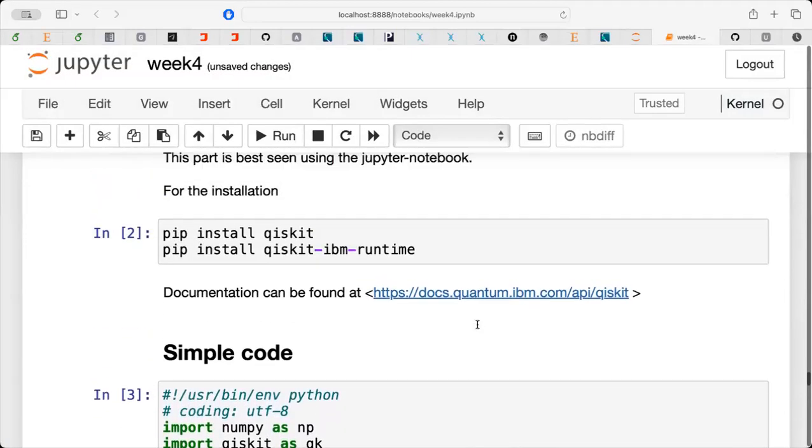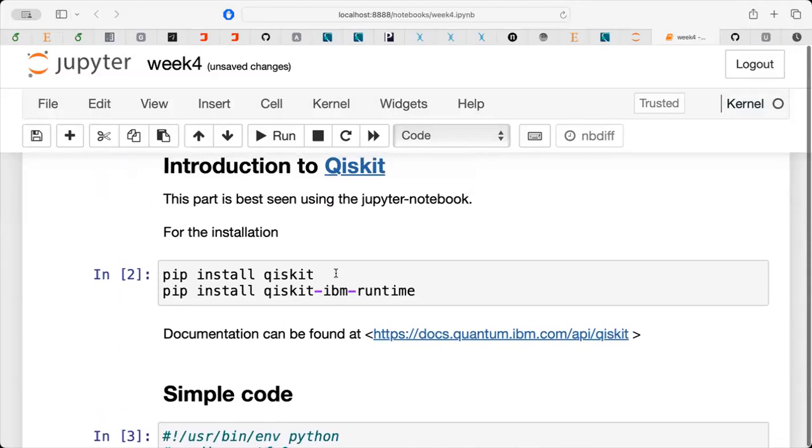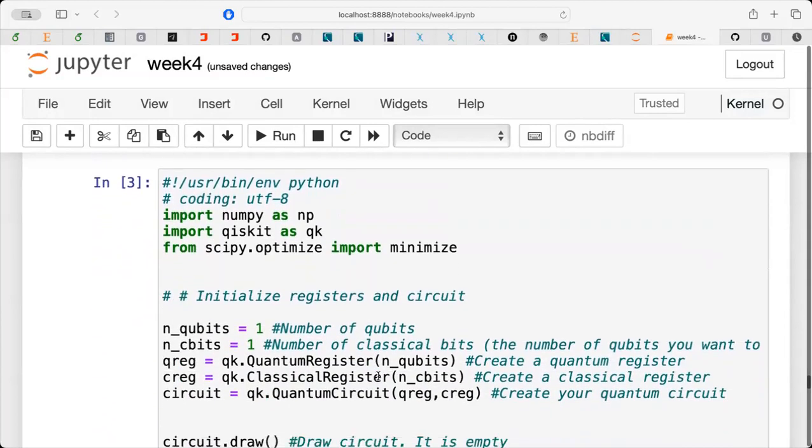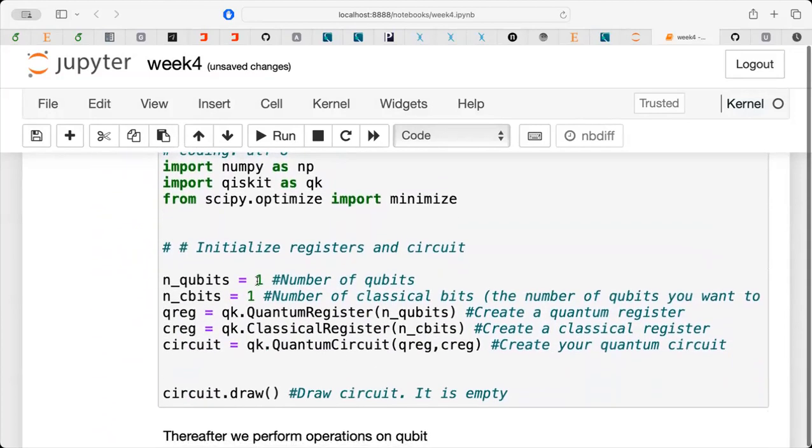The way you would install the library, if you haven't done that, is just to install Qiskit by these instructions here. You can set up, define the number of qubits, the number of classical bits. We are coming back to these things. You can set up what's called a quantum register. These are quantities which we will discuss. You can set up a quantum circuit, and then you can draw it.